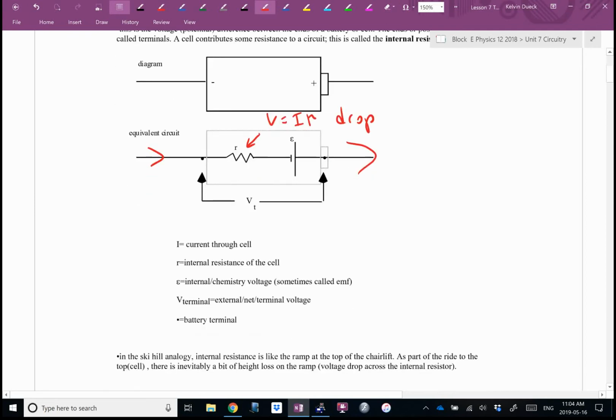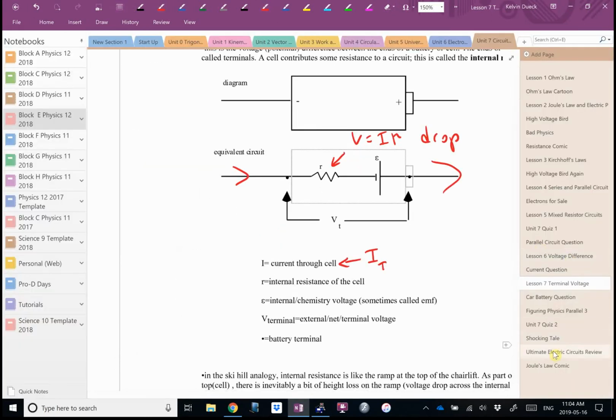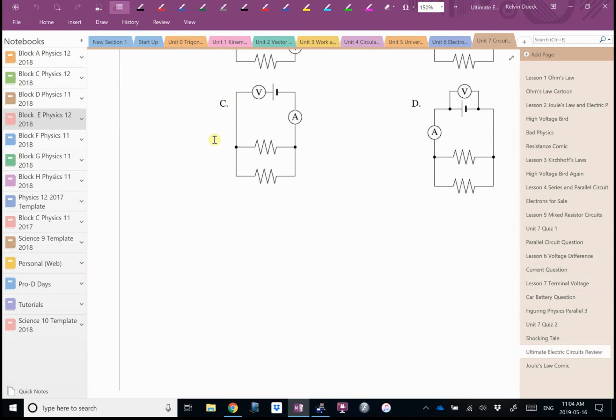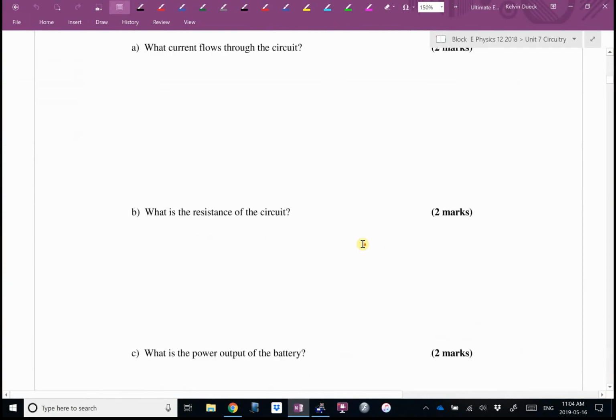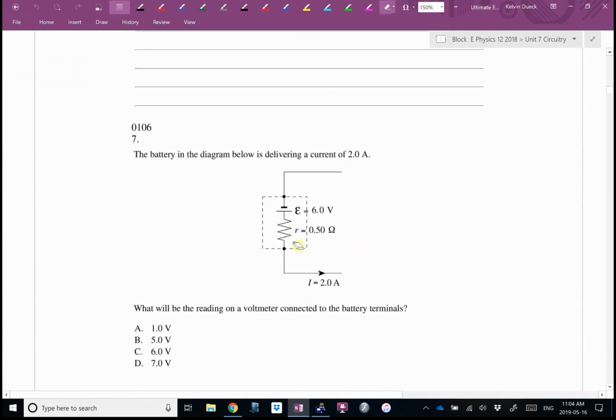Okay? So I is the current running through the cell, and that's going to be I total. Little r is the internal resistance built into the battery. Typically we'll tuck it either right behind the battery or right in front of the battery, and often, not always, we'll draw a dotted line box around it. For example, if you look at your ultimate review, let me show you really quickly a question that has an internal resistance. I'm going to scroll. Oh, right there. That little r right there is built into the battery.